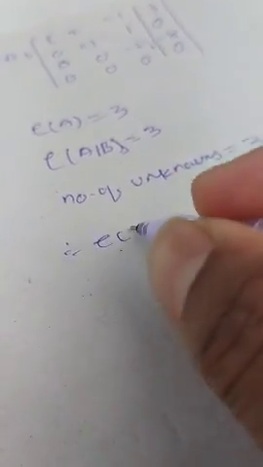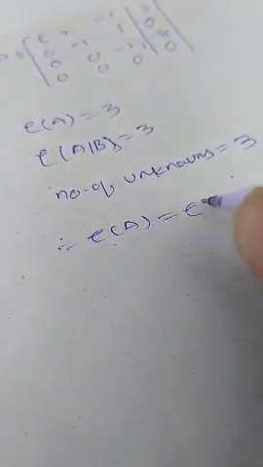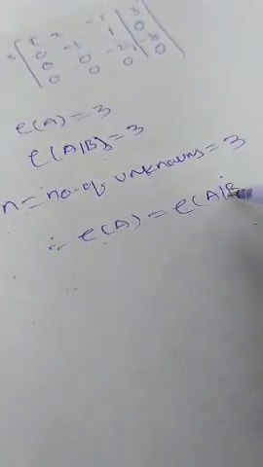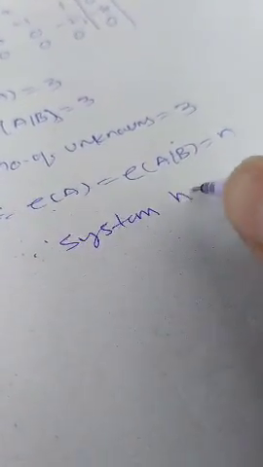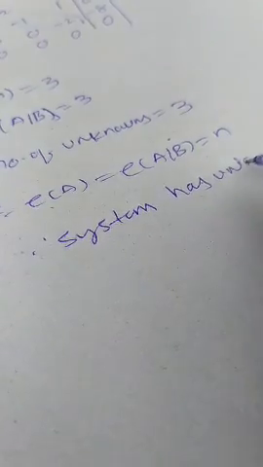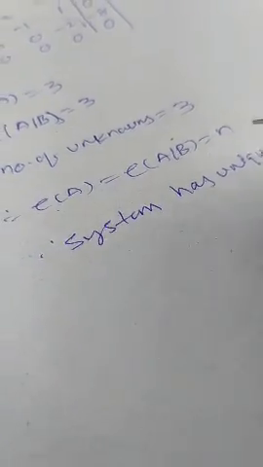So therefore we have rank of A, rank of AB is equal to n. Therefore the system has a unique solution. As we got a unique solution, we have to solve it. Now I am rewriting the equation.